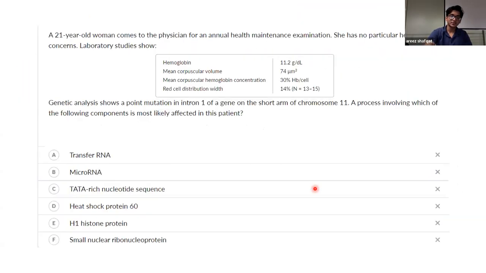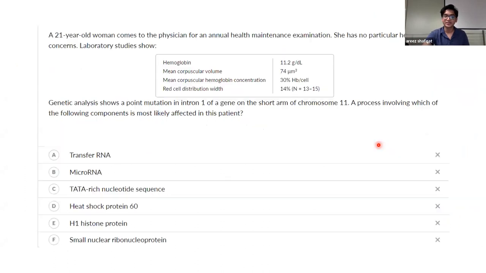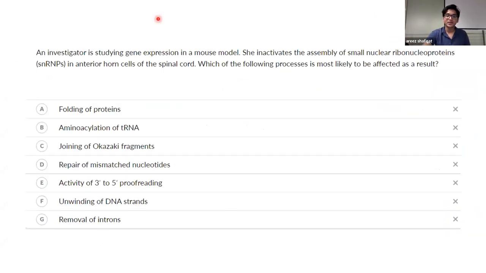The first question: they were basically asking what RNA polymerase 1 synthesizes. The answer was ribosomal RNA. Then the next thing you needed to know was where ribosomal RNA is found. Ribosomal RNA is found in the nucleolus. So the answer is B. For the other one, the answer was F because this guy had beta thalassemia.